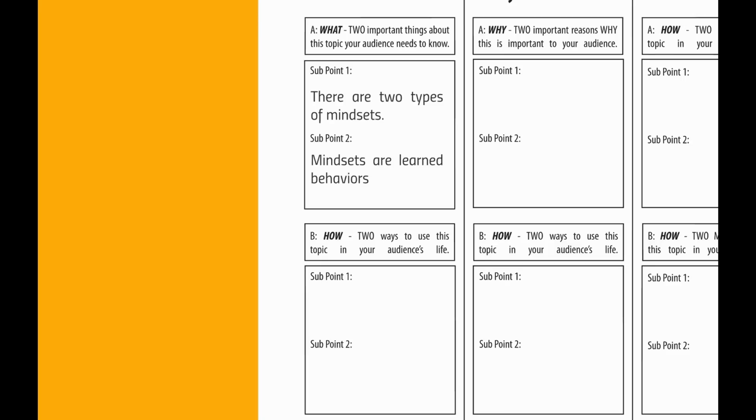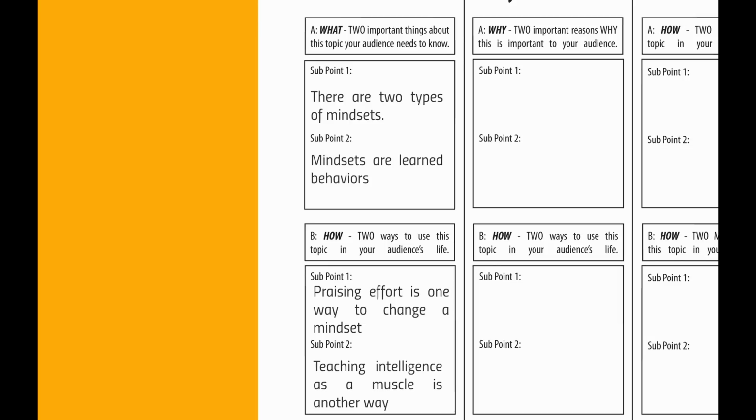Oh, cool. So if I'm an educator, I'm like, how do I use this? Well, one way to use this is praising effort. That's one way to change a mindset from fixed to growth. Another way is to teach intelligence as a muscle. That's another way.